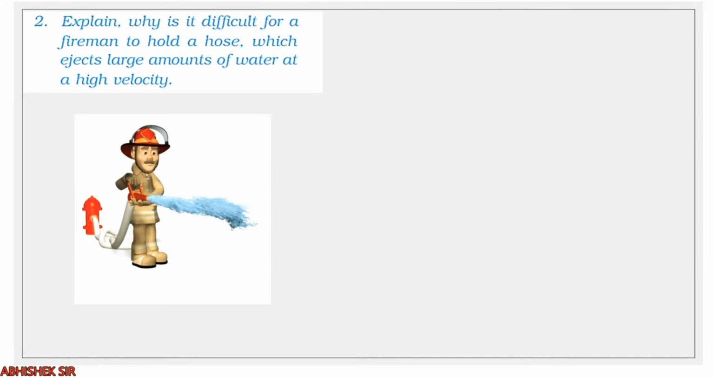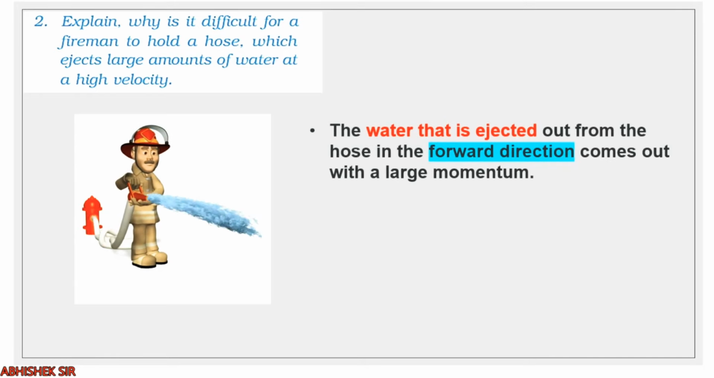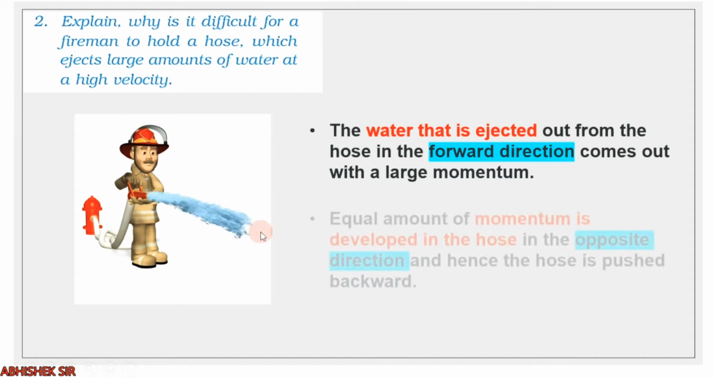Now, the second question is: explain why it is difficult for a fireman to hold a hose pipe which ejects a large amount of water at high velocity. Here we will use the concept of the third law of motion as well as change in momentum. You can see the water ejected from the hose pipe in the forward direction comes with a large momentum, mass as well as velocity, and it moves in the forward direction.